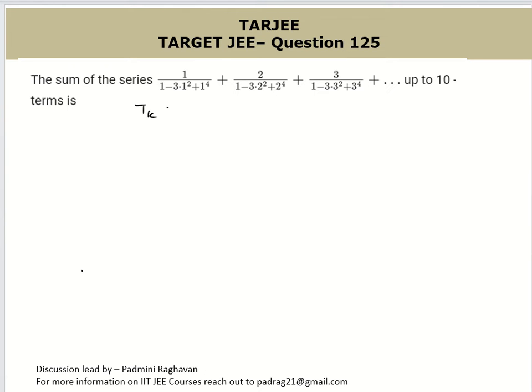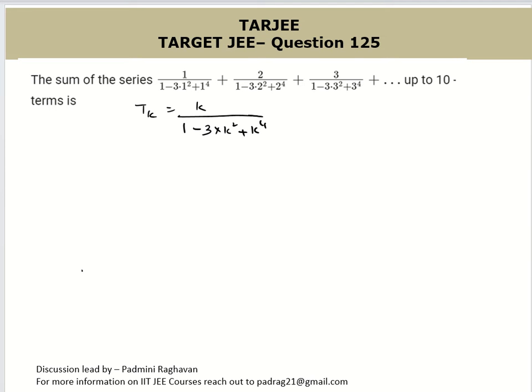How do you identify the general term? You can see that the numerators here are 1, 2, 3, etc. So the numerator in the kth term is going to be k. In the denominator, the first term is 1 everywhere. The second term is 3 times 1 square, 3 times 2 square, 3 times 3 square, so it is going to be 3 times k square. And then the third term in the denominator is 1 power 4, 2 power 4, 3 power 4, so it is going to be k to the power of 4.